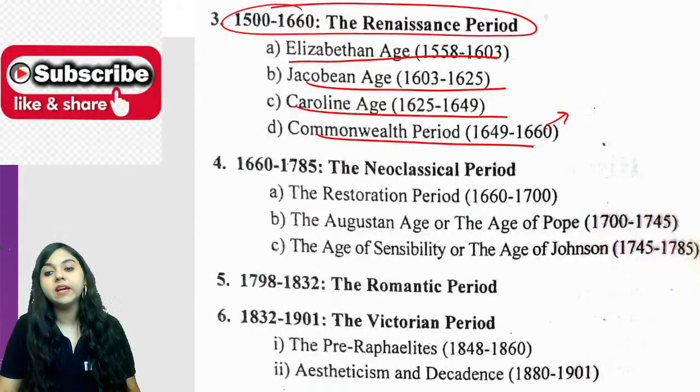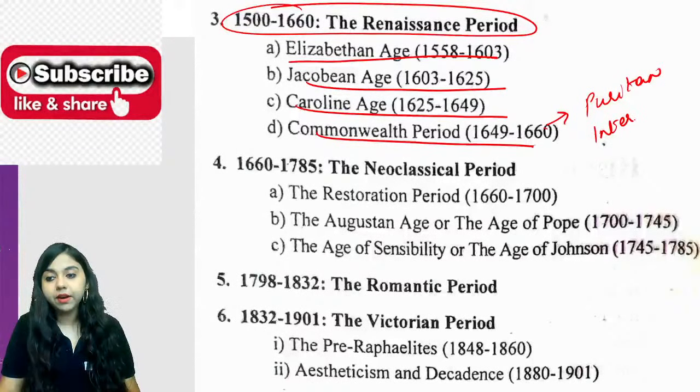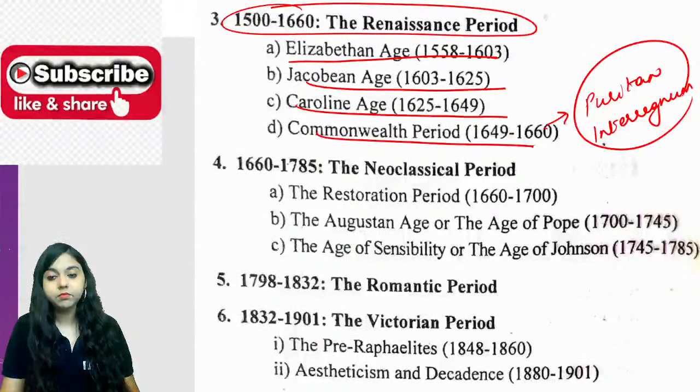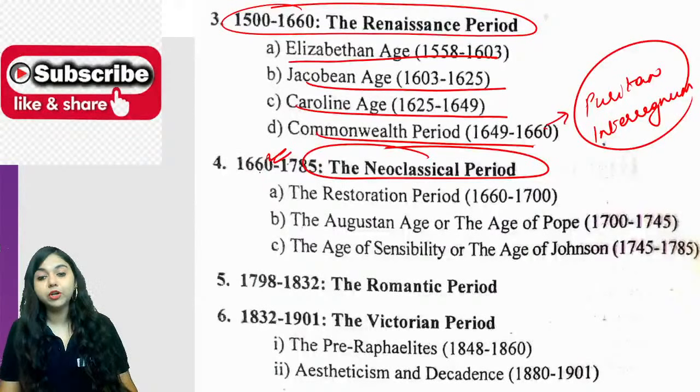The Commonwealth period is also called the Puritan interregnum. That is the Puritan interregnum that we are able to see. Right. There is also the neoclassical period that is coming in.